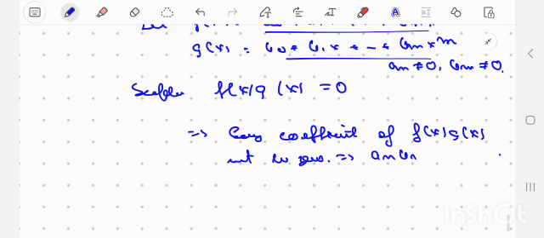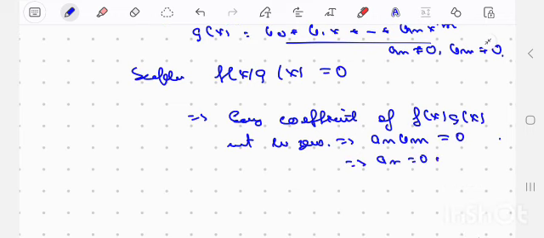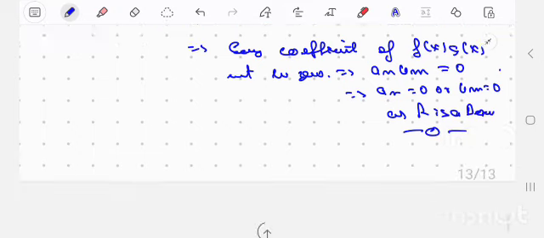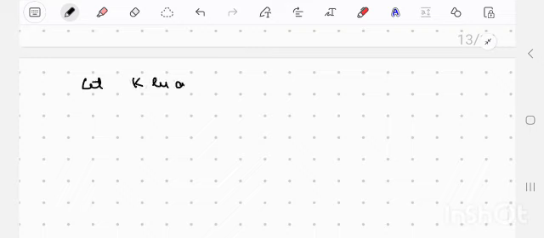But that implies that an bm must be 0, which would imply that either an is 0 or bm is 0, as R is a domain. Right? While this is a contradiction, because we have an is non-zero and bm is non-zero, right? Therefore, if K is a domain, so K[x] will also be a domain. Fine. So let K be a domain, then K[x] is a domain.